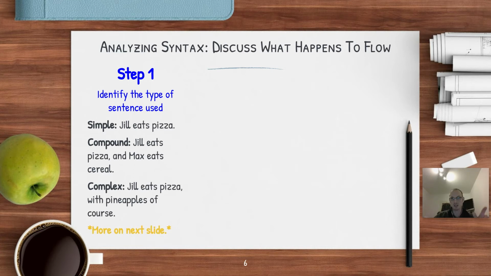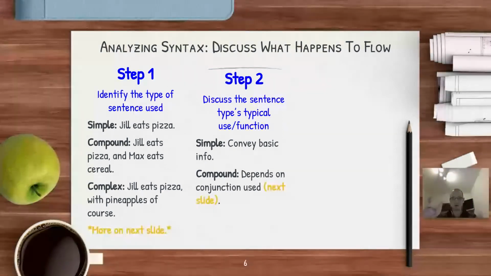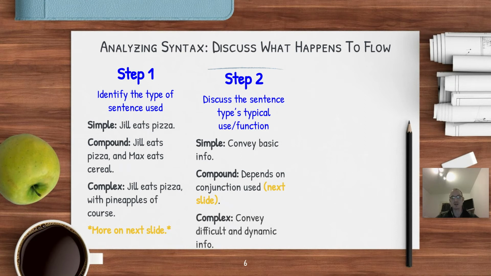There are more types of sentences that I'll go over with you, but I'm going to put it on a different slide. Step 2, right, after you've identified the type of sentence being used, is you want to discuss the sentence type's typical use, or the way it typically functions. Simple sentences are used to basically convey basic information. Compound sentences, their use depends on the conjunction that's used to bring the sentences together, which I'll go over in the next slide. But complex sentences are usually used to convey a difficult piece of information, or something that's dynamic, right? Something that has a lot of moving pieces.